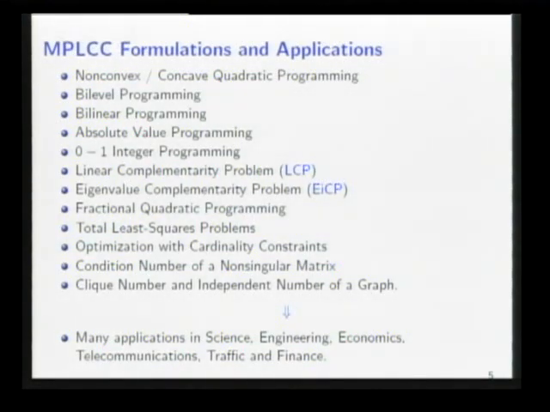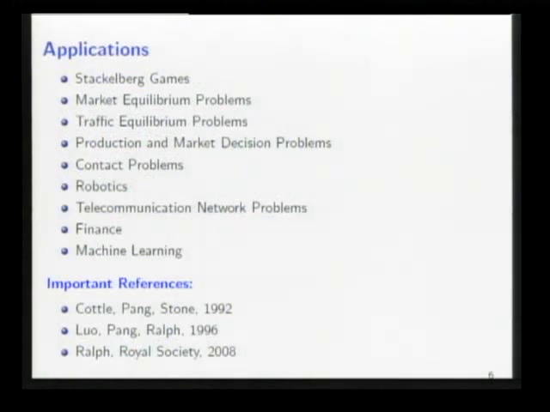Optimization with cardinality constraints, a very important problem nowadays, like sparse programming, compressed sensing, all these problems come with this condition. Condition number, that is the estimation of a condition number of a non-singular matrix. This is very important in numerical terms. And also these problems in graphs, which are very difficult nowadays, and people have been working very hard on this one. Very important people working on this, and it is the clique number and independence number of a graph. All these problems have many applications, so you have many applications here. But if you need more applications, then you have more applications, okay?